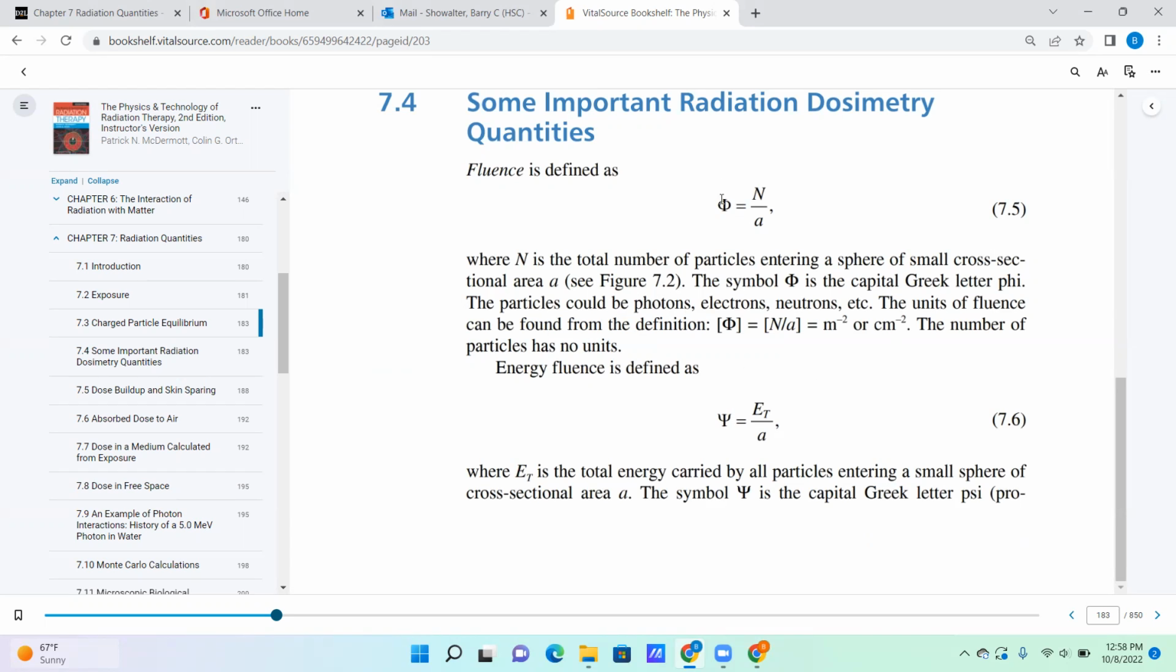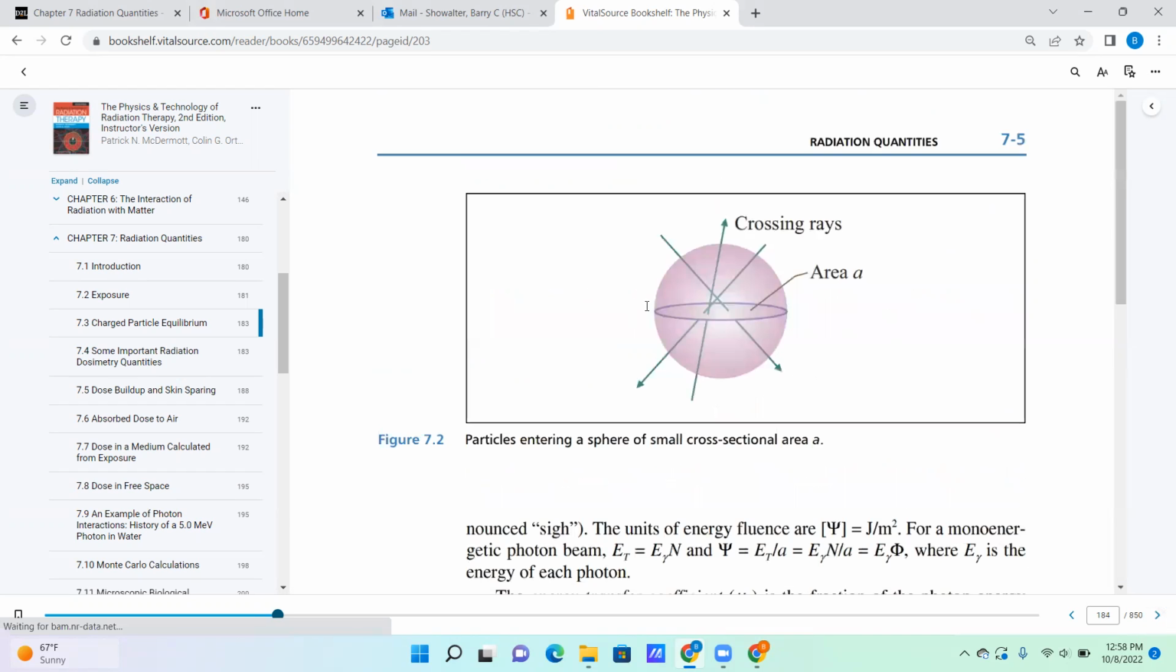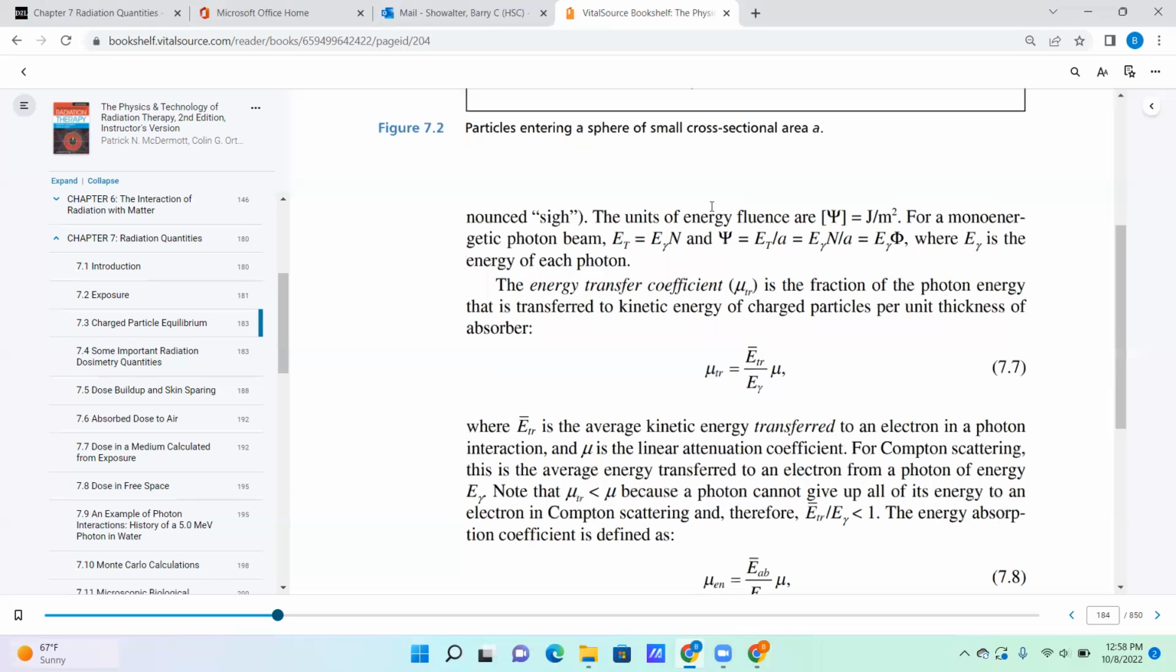Energy fluence is the same thing as particle fluence, only you're dealing with the energy. So E sub T is the total energy carried by all particles entering a small sphere of cross-sectional area A. Psi is going to be the capital letter used to represent that. So phi is for the particle fluence, psi is for the energy fluence. The units of the energy fluence are joules per meter squared, since we're dealing with the amount of energy that's going in, and the amount of energy is, in this case, joules. It's not like the particles, which was just a number.